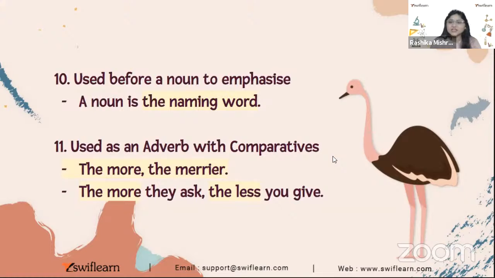Now, the 11th condition is used as an adverb with comparatives. When we have two words in comparison in a sentence, we always use the before these words. For example, the more, the merrier. And another example is the more they ask, the less you give. So, more and less are the comparative words. That is why we have used the before it. So basically, there are 11 conditions where definite article will be used.